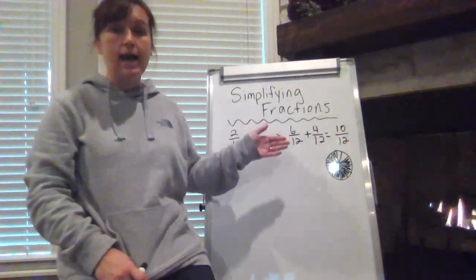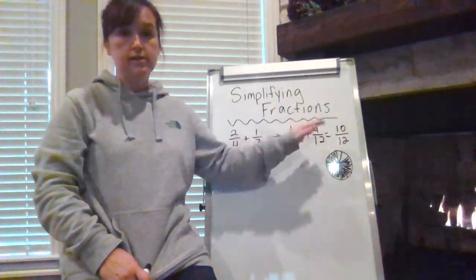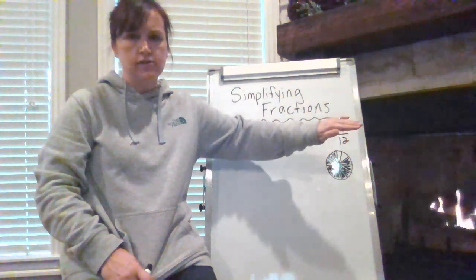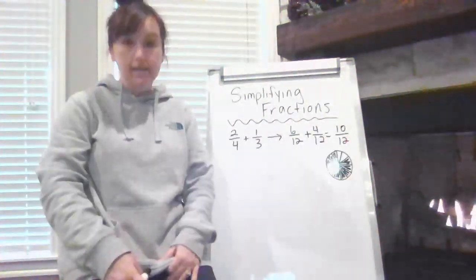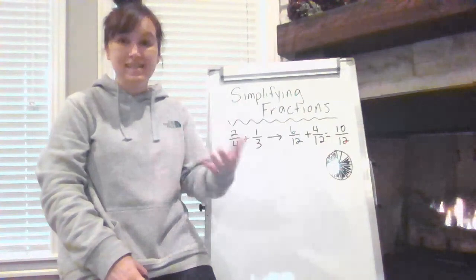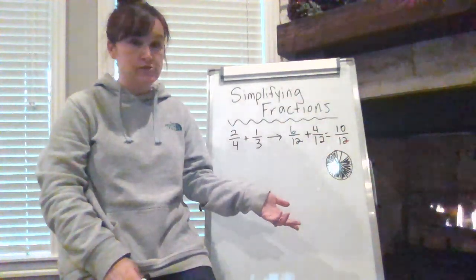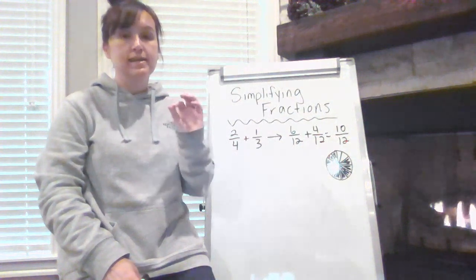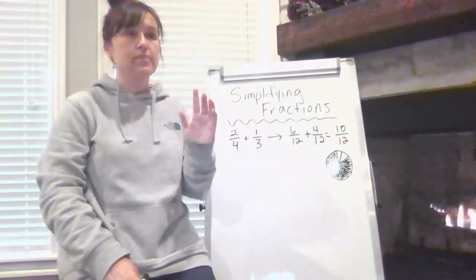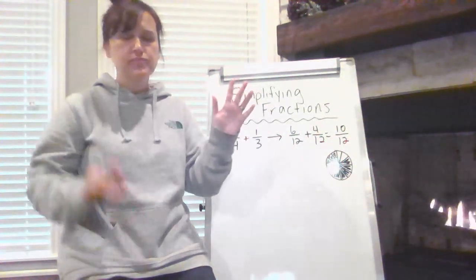So after we added, we got 10/12. And this is a picture of what that looks like. Okay, but you might take a test and you get 10/12 as your answer, and 10/12 isn't an answer choice. And the reason is because we can go back and think about it this way.